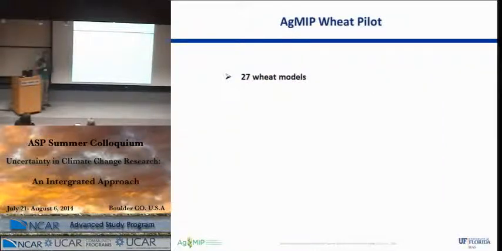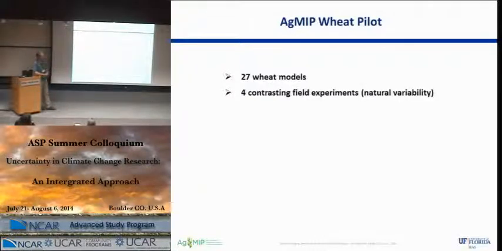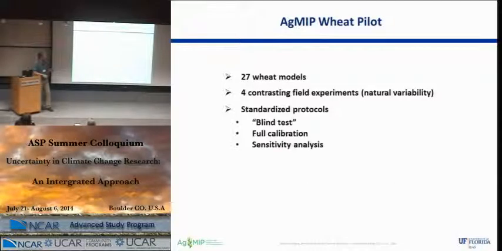So in this pilot study, I will show you we had 27 wheat models. I said we are now up to 30 models. We looked at 4 contrasting field experiments, to represent natural variability and to see what the interactions are with this. We supplied standardized protocols where every model had to do the same things in a very narrow, focused way, so that we really can pin down what's coming due to using a different model.